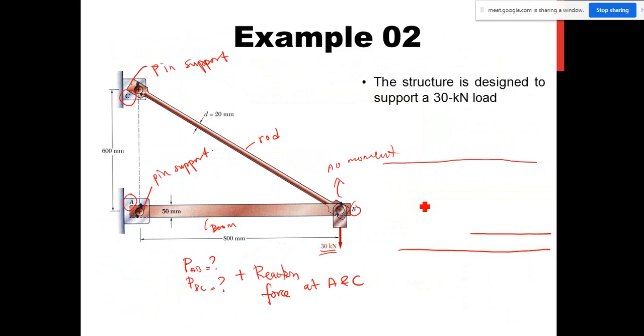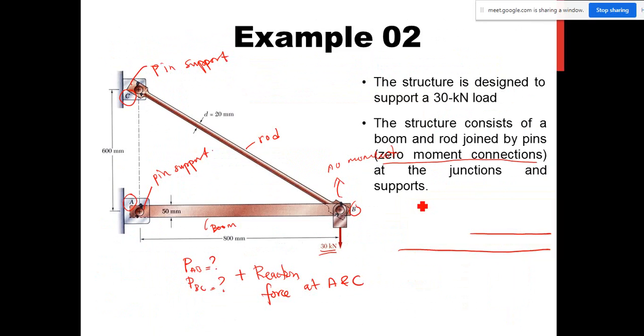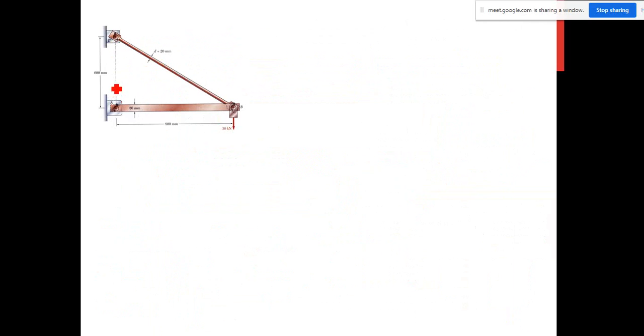Okay, so now let's calculate the reaction forces at A and C, and also the internal forces PAB and PBC. First of all, we have to draw the free body diagram. So let me draw the free body diagram. This is the point C, this is the point A, and this is the point B. At B, we have 30 kilonewton.